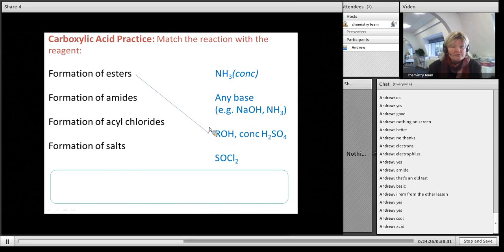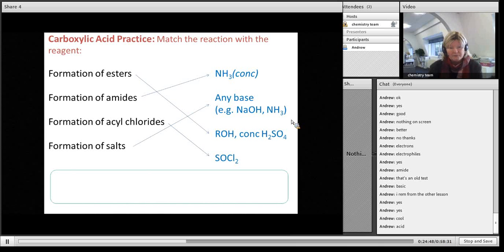If I want to form an amide, I just simply use conc ammonia in either case. Obviously, formation of acyl chloride is from a carboxylic acid, and I just added that SOCl2 as you saw in the previous video. And of course, to form a salt, I react it with any base. Because an acid is acidic, I react it with any base to form its salt.